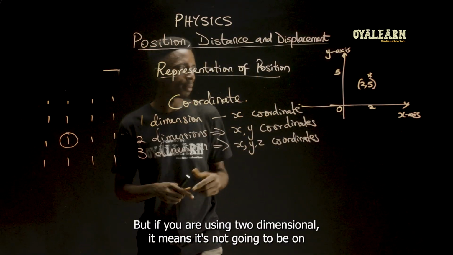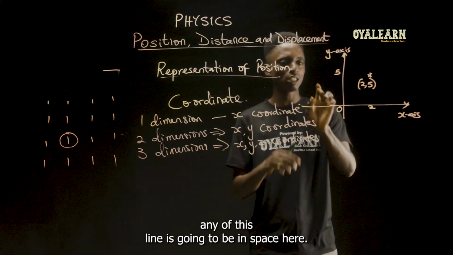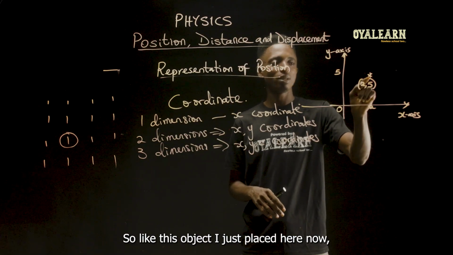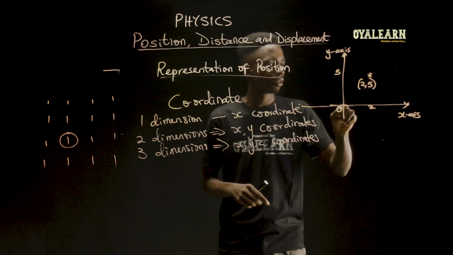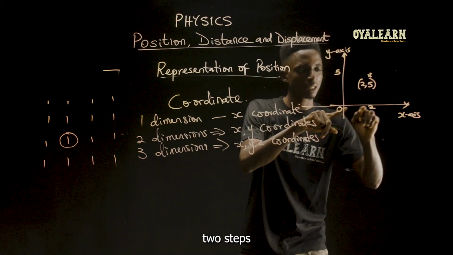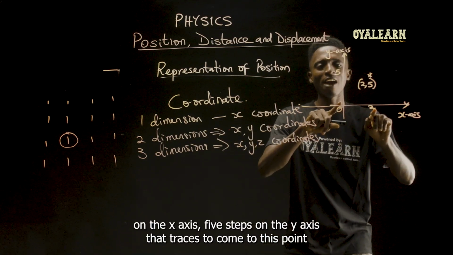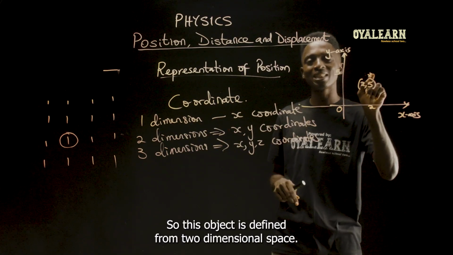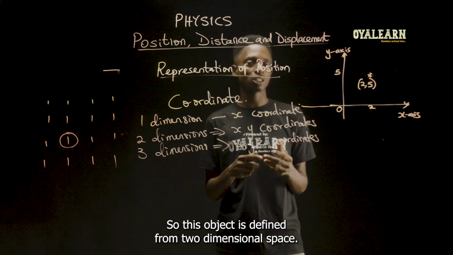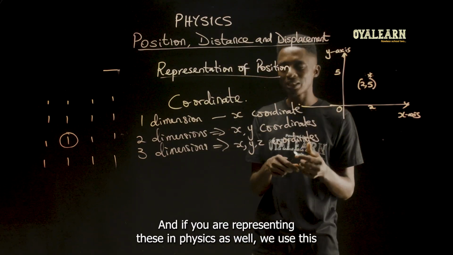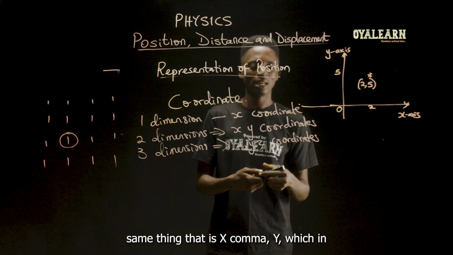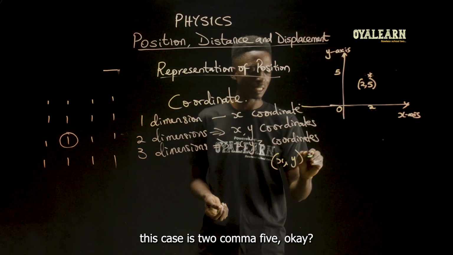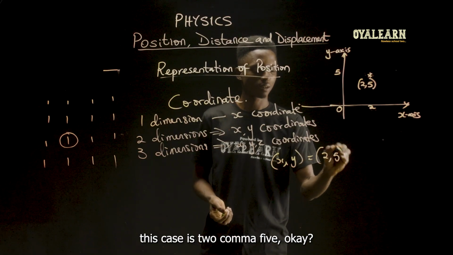But if you are using 2 dimensions, it means it's not going to be on any of these lines, it's going to be in space here, okay? So like this object I just placed here now, it is 2 steps on the x-axis, 5 steps on the y-axis that traces to come to this point, right? So this object is defined in 2-dimensional space, and if you're representing this in physics as well, we use this same thing, that is x comma y, which in this case is 2 comma 5.